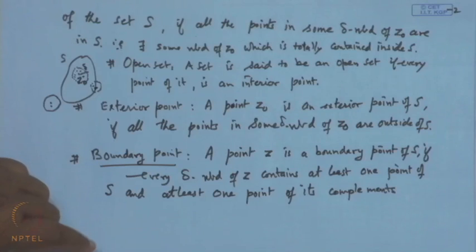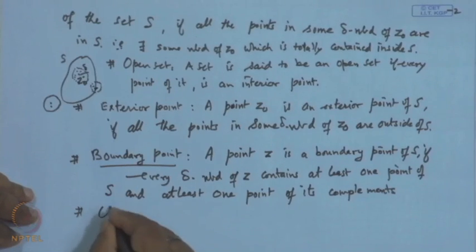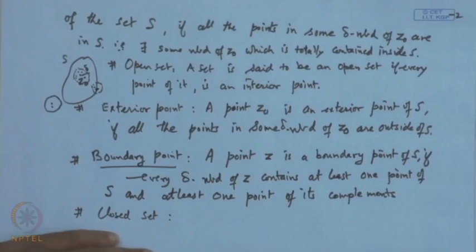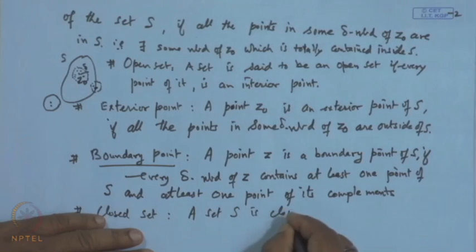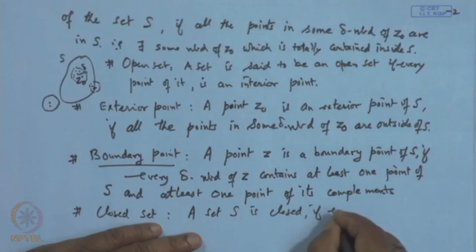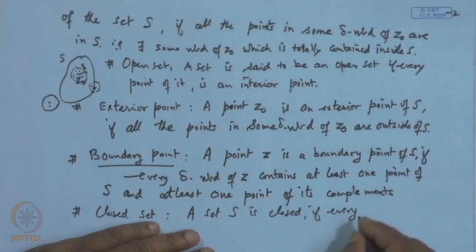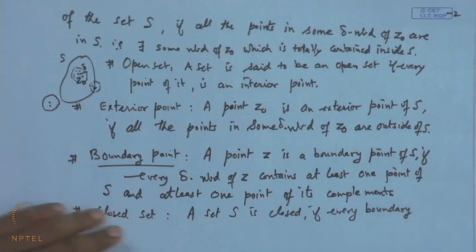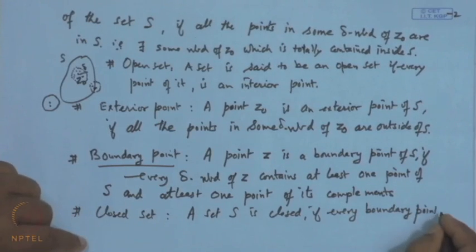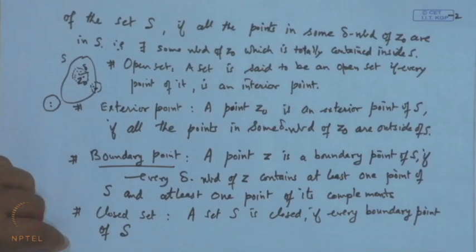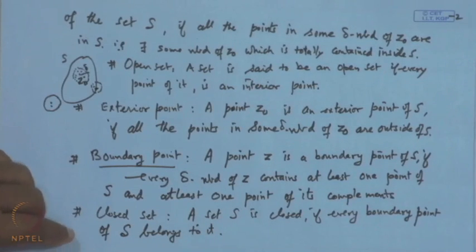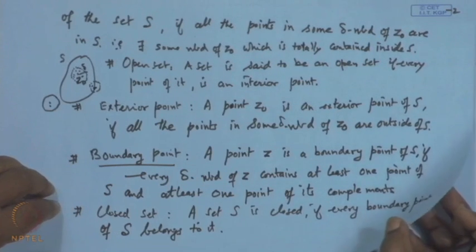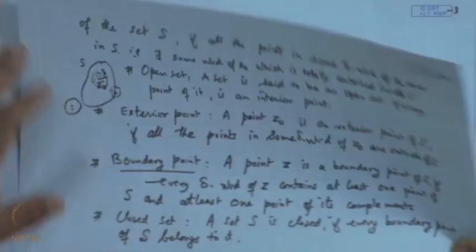Now, closed set. A set S is said to be a closed set if every boundary point of S belongs to it. Means if it contains all its boundary points, then, as complements of open sets, we also call it a closed set. So, a set is said to be closed when all its boundary points are inside.